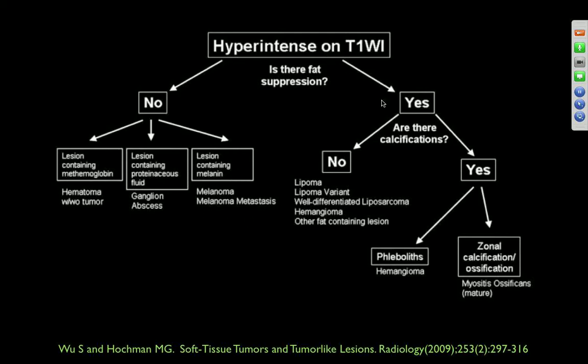If there is fat suppression, then you're talking about lipoma, and then you should check to see if there are calcifications, either on the MR, or it's nice to get an X-ray to evaluate that, or in some cases a CT. If there are no calcifications, then you're really talking about lipomas, their variants, well-differentiated liposarcoma, hemangiomas, and other fat-containing lesions. If there are calcifications, then if it looks like a phlebolith, then you're talking about hemangioma. It can be very helpful in that diagnosis, and we'll see a bunch of those cases. And myositis ossificans tends to have more of a peripheral calcification pattern.